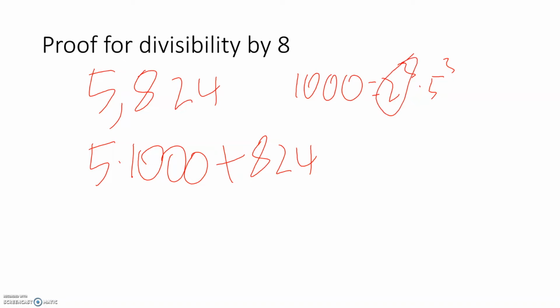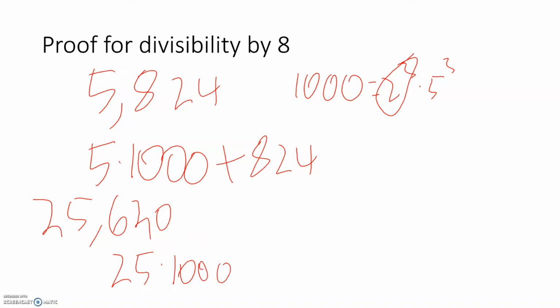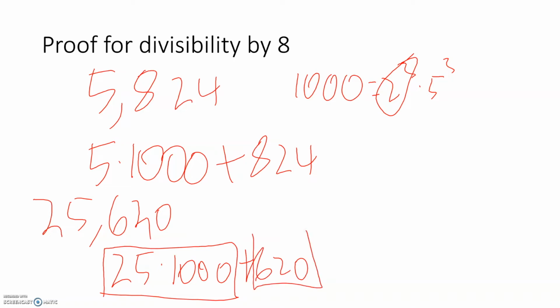So let's take another large number such as 25,620. We can again write this as 25 times 1,000 plus 620. And since we know this term right here is divisible by 8, we only need to check the last 3 digits, or these numbers.